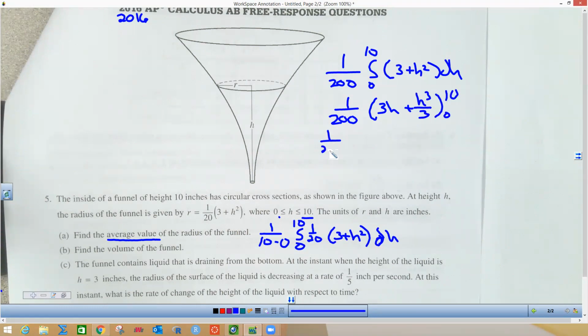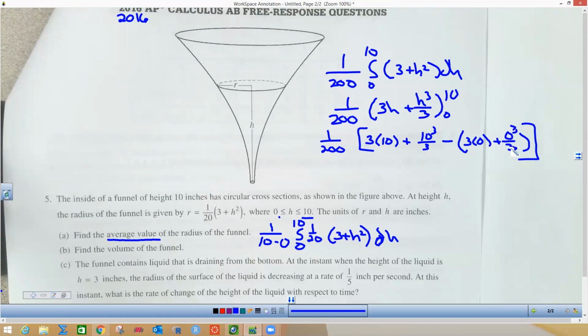So we're going to have 1/200th out front, and we're going to stick in our 10, and then we're going to subtract, sticking in our lower bound of 0. And that right there is the answer. That's going to be the average value of our radius. The average radius from the bottom to the top is that length.